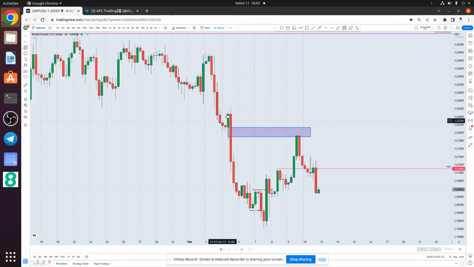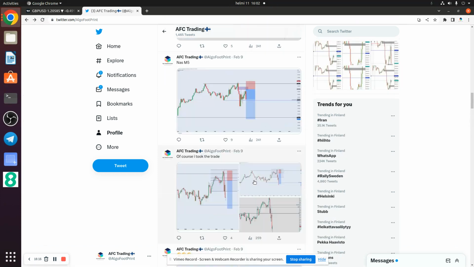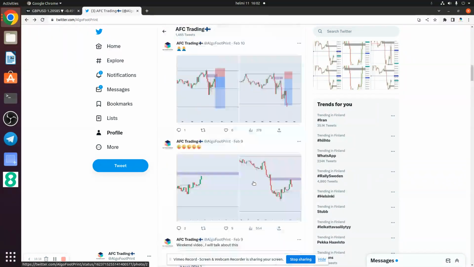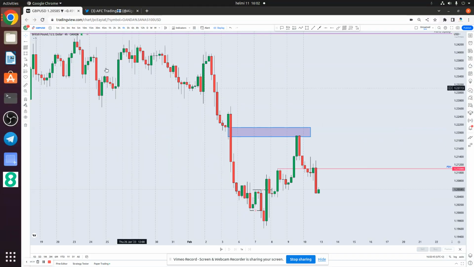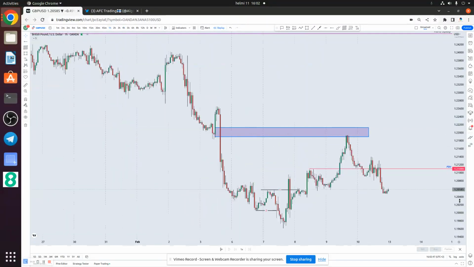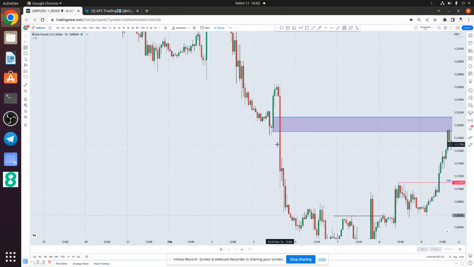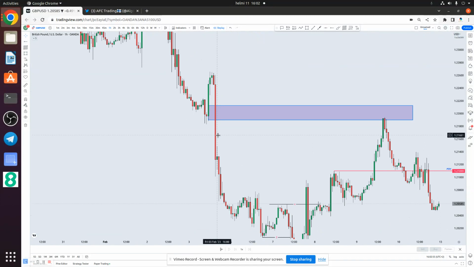So I marked the order block, of which I tweeted. Let me see if I can find it. Yeah, here. Okay. And then when I switch to H1, now the imbalance is even more clear. Let me remove these lines. Now the imbalance is even more clear.